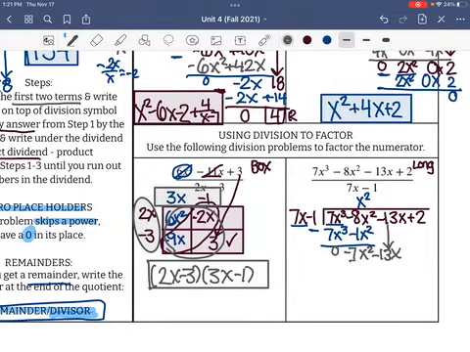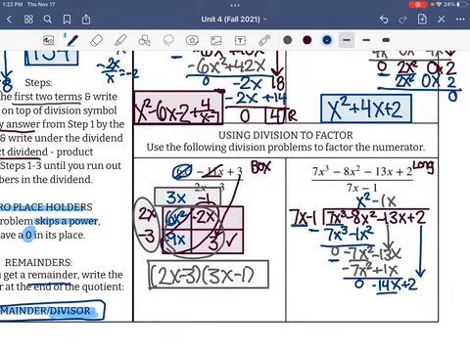And now I'm dividing -7x squared by 7x. -7 divided by 7 is -1. And x squared divided by x is x. Multiply that back by the original, and you get -7x squared and positive 1x. And you just have to subtract. -7x squared minus -7x squared is 0. -13 minus 1 is -14x. Drop the 2 down.